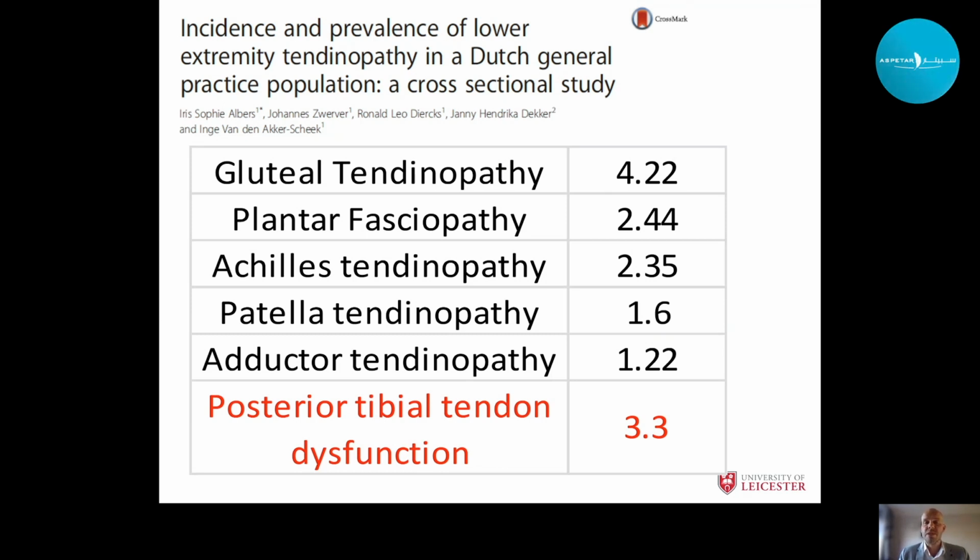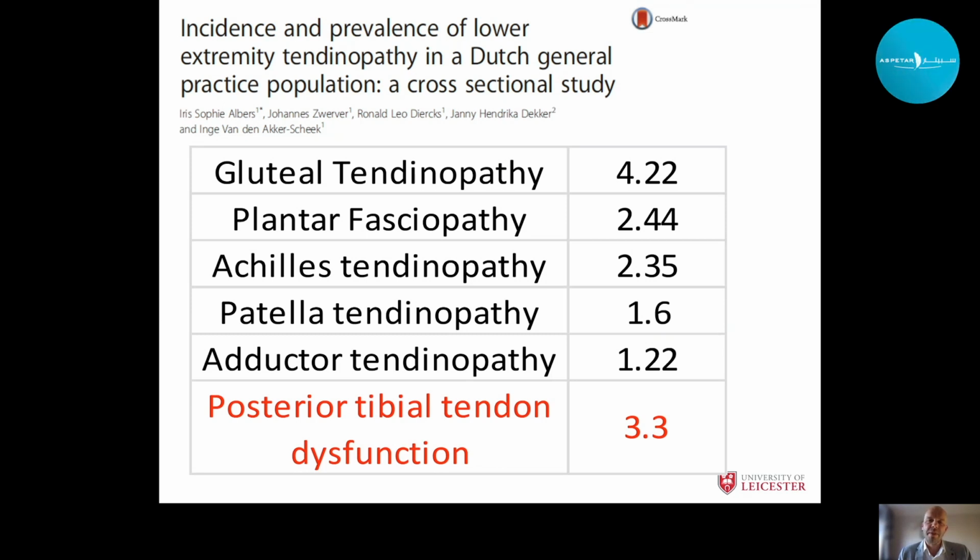The reason tib post is in red is that the tibialis posterior data comes from a separate study that was done on UK women over the age of 40. So the number is probably likely to be significantly less than that, but it wasn't captured in the Dutch data. Not really sure why, but it's one of those little bits that sometimes we need to tease into.